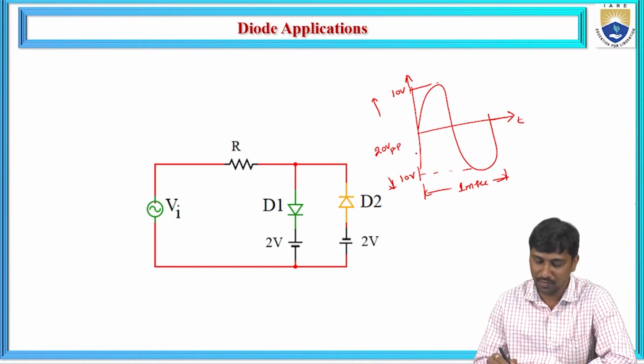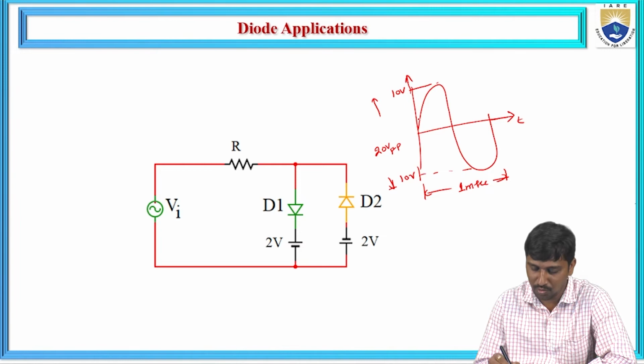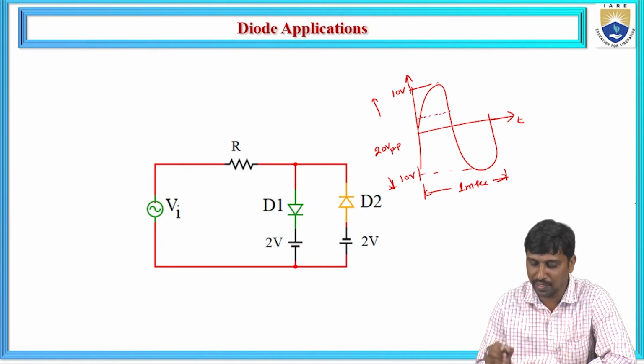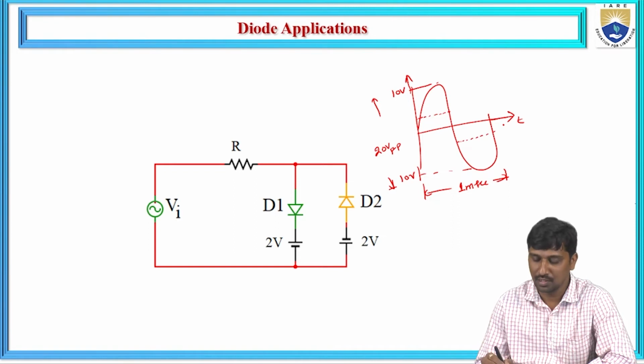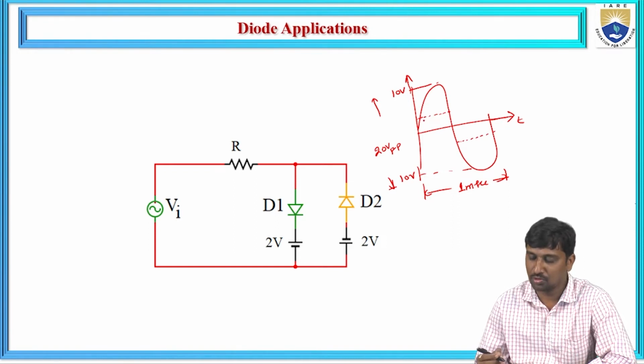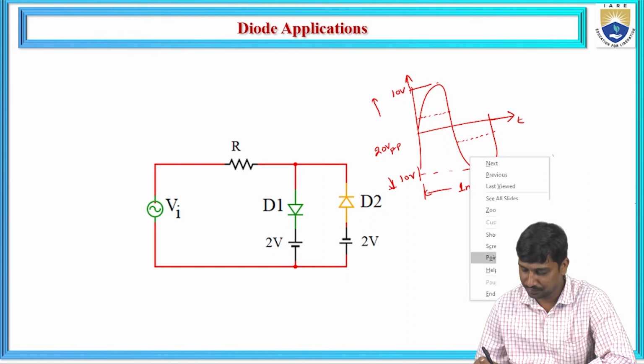Now we need to attenuate this input signal. We need to allow only 2 volts in the positive peak, and in the negative peak also we need to allow only 2 volts. So we need to show it like this.